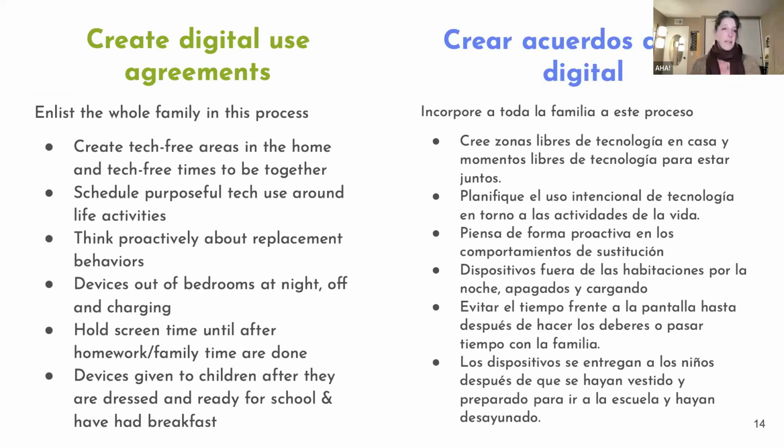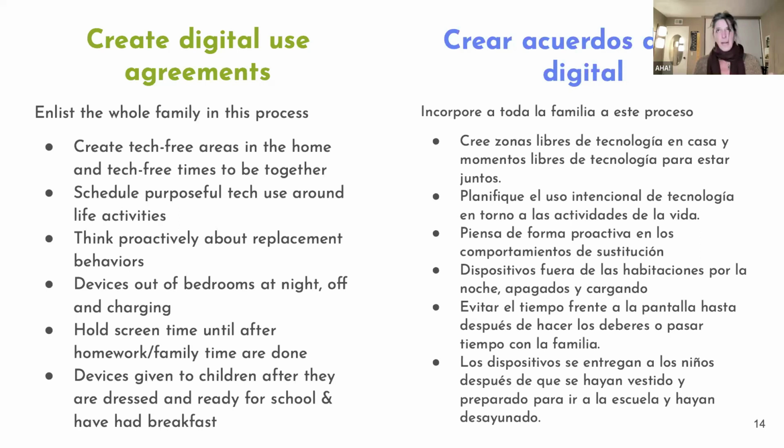Something to do as a family, and if possible, to include your children in, is creating digital use agreements for the whole family. Enlisting the whole family in this process means everyone feels empowered. It doesn't mean everybody's going to get what they want, obviously, but at least their voices are heard, and you have a chance to explain why something isn't going to work. So this can include creating tech-free areas in your home, tech-free times to be together, very important. Scheduling purposeful tech use around your life activities. Thinking proactively about replacement behaviors. So if there's something really wonderful happening, maybe they won't need to be on the phone.